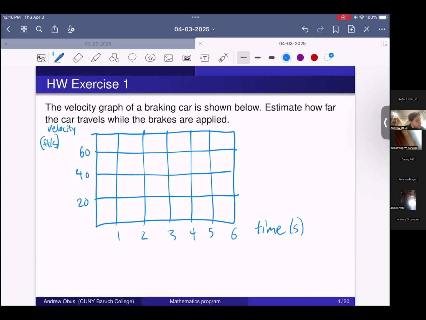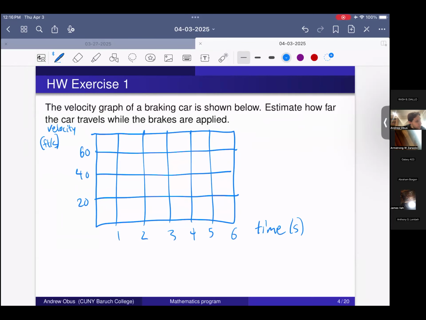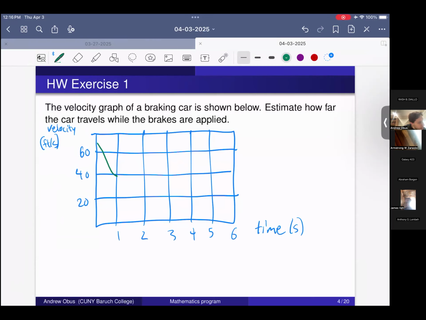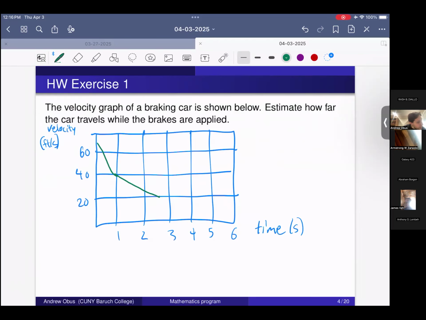And then we have this graph, which looks something like this. Let me draw it in green. It goes something like this, and then I'm just going to copy it down. And then what's the next part? Then down like this. Okay. So this is how a car brakes.